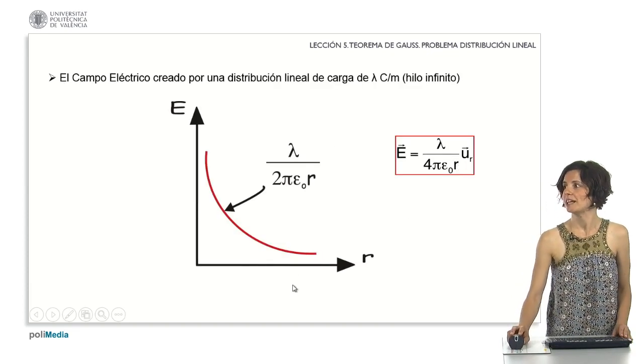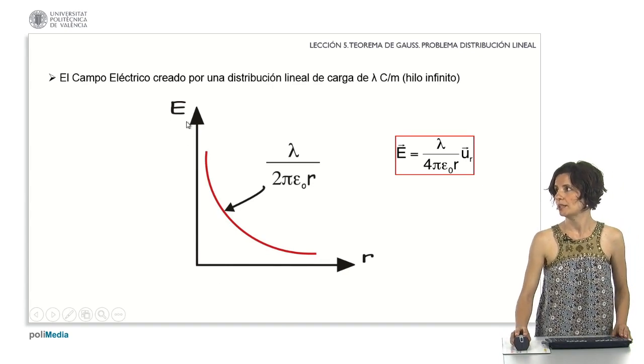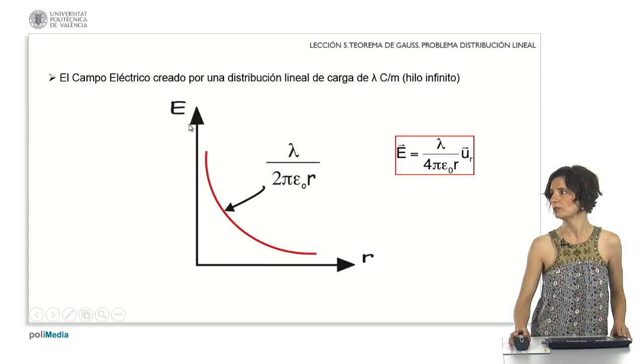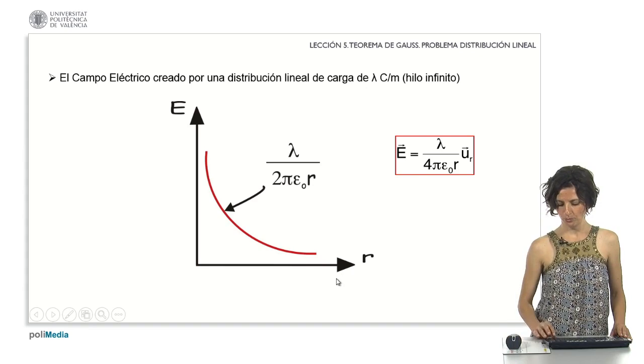Finally, I wanted to plot the modulus of the electric field created by the linear charge distribution of lambda coulombs per meter as a function of the distance r to the wire. We can see that as we move away from the wire, the electric field decreases.